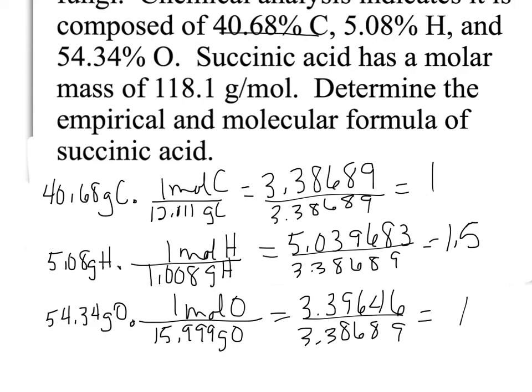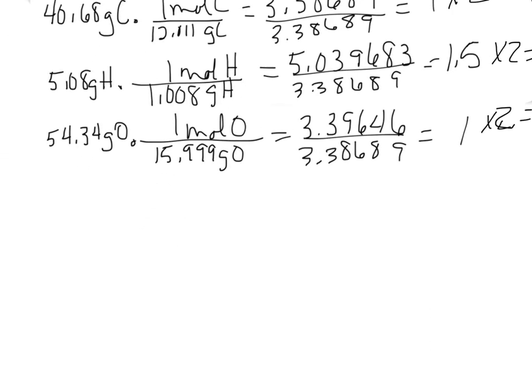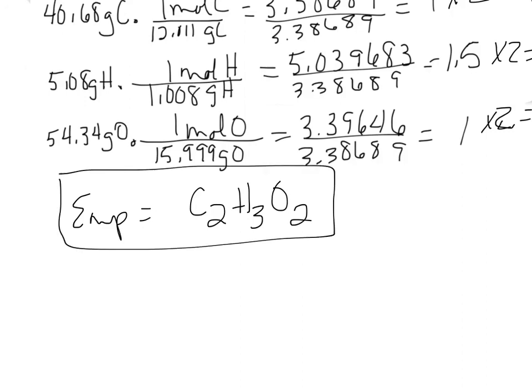So, okay, now what do I do? If that's 1.5, I have to multiply everything by 2. So, let me change back to my pen. Times 2, times 2, times 2. And here I get 2, and here I'd get 3, and here I'd get 2. So my empirical formula, and you need to label it, empirical equals C2H3O2. It's not acetate, it's not an ion, it doesn't have a charge. Okay, there's my empirical formula.